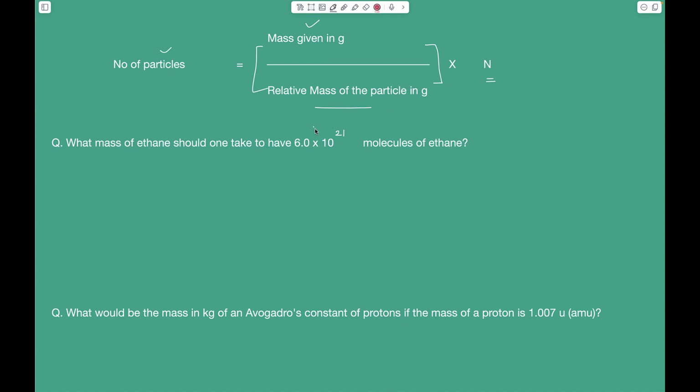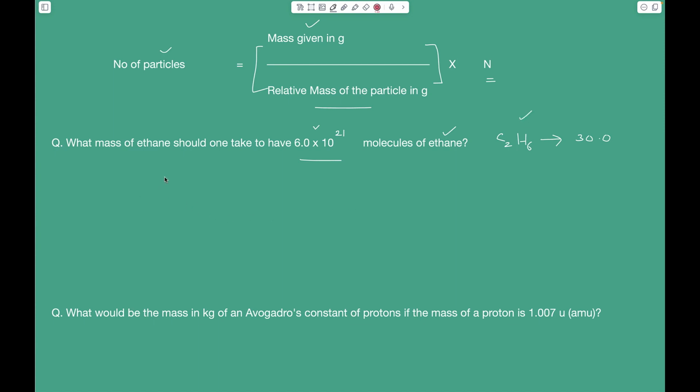That is, given the number of particles, you can figure out the number of moles and the mass of the substance, provided you know what that substance is. Let us understand that with the help of this example. What mass of ethane should one take to have so many molecules of ethane? And you should know that ethane is C2H6. That is its molecular formula, and its molecular weight is 30.0. I think you can figure that out.